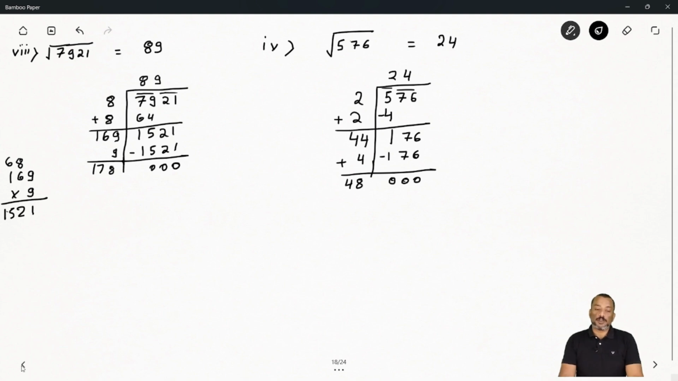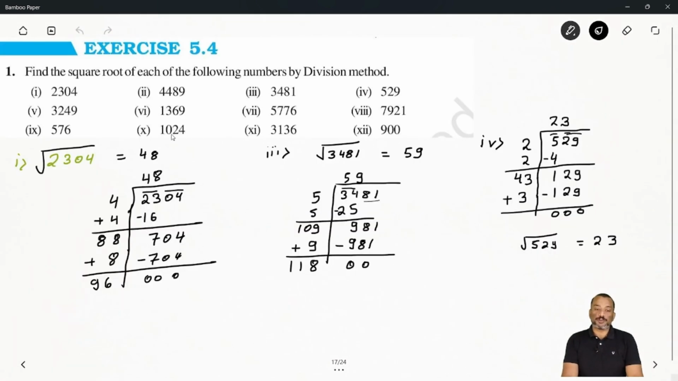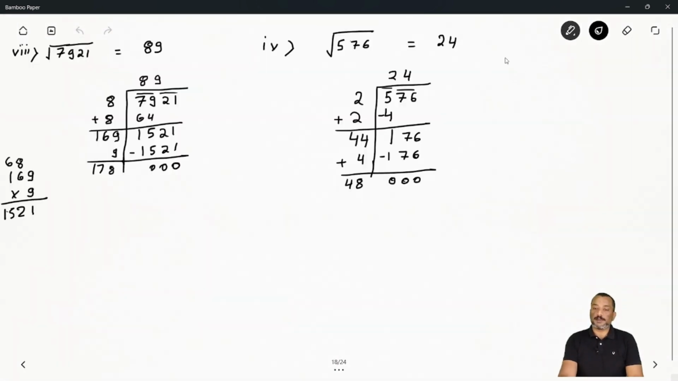Hope it's clear. Now in the same way you can try question number 10, or question number 11. We will solve 11. Question number 11 is saying we have to find the square root of 3136. In the same way, we will write 3136 and make pairs from right to left.